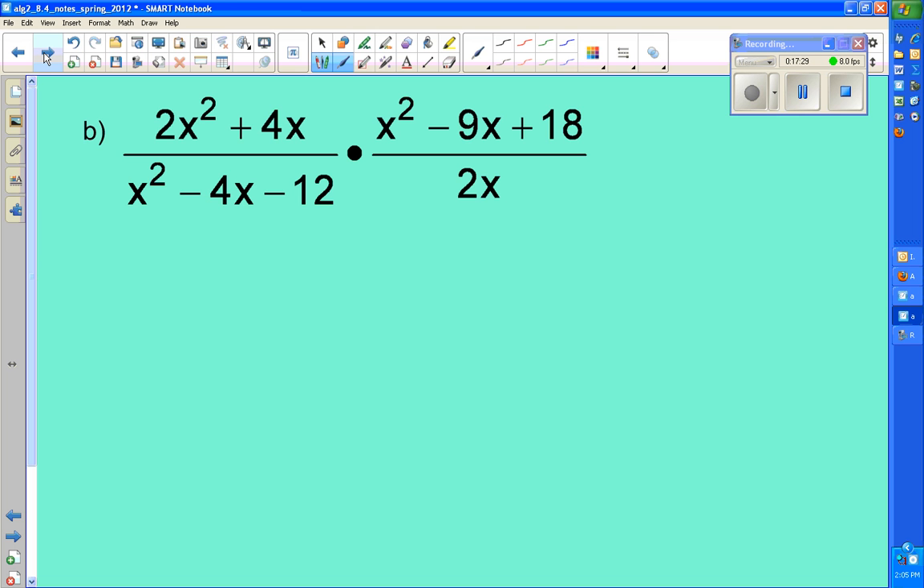This is the same idea, except they are not monomial factors.